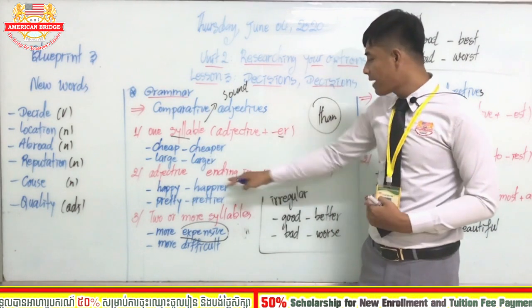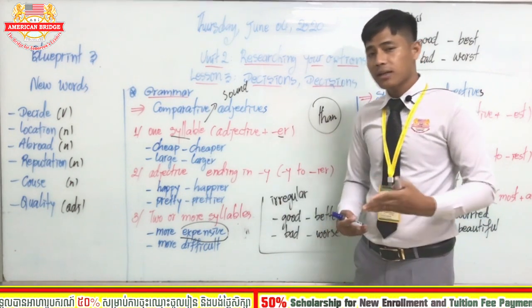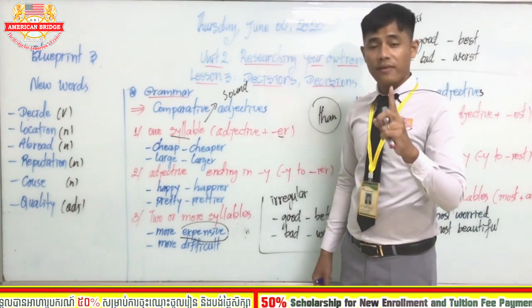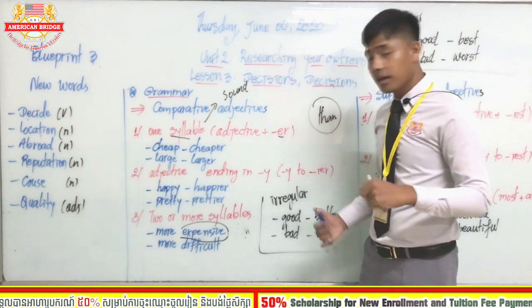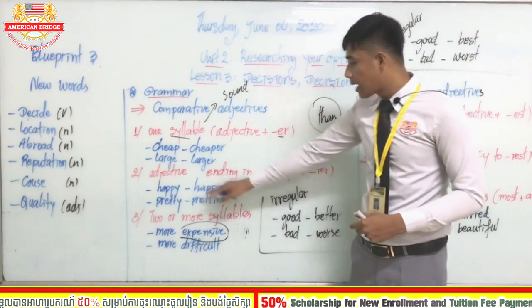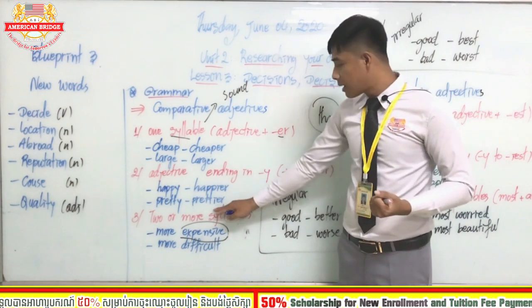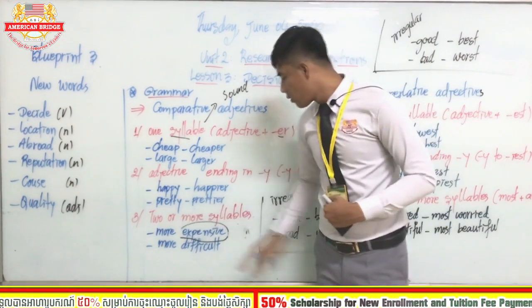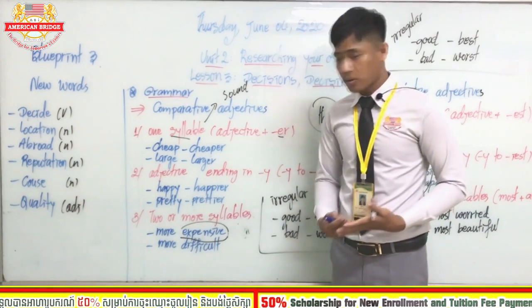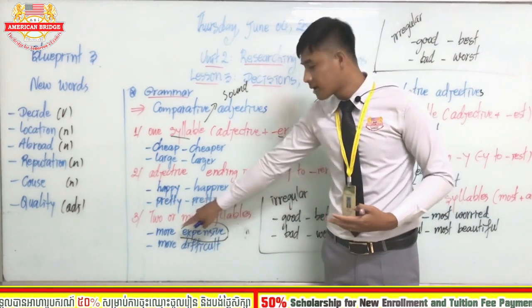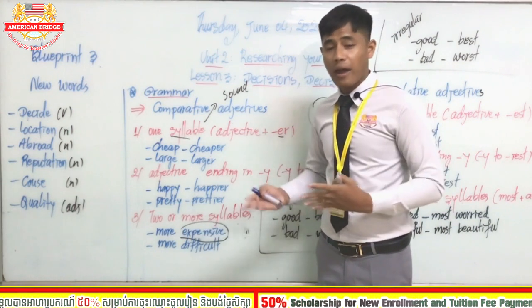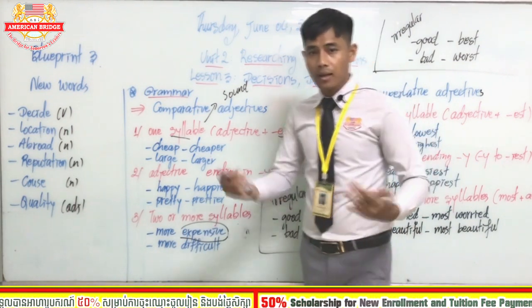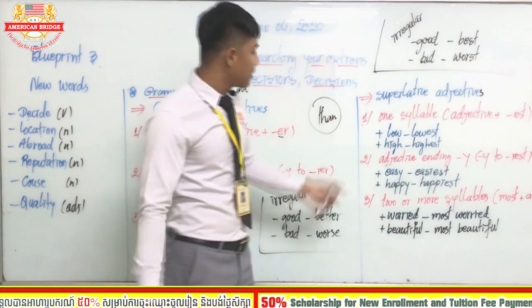Next, adjective ending in y. Every adjective ending in y with one syllable, you have to change y to i and add er, like happy to happier, and pretty to prettier. And two or more syllables, you have to add more before adjectives.